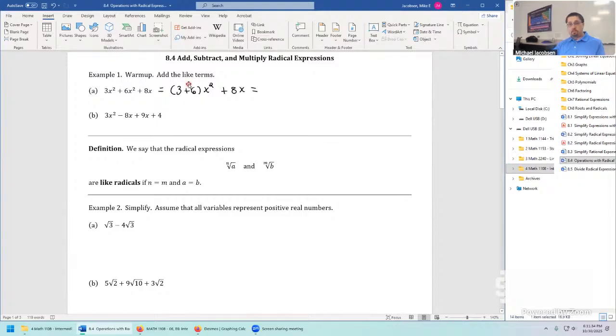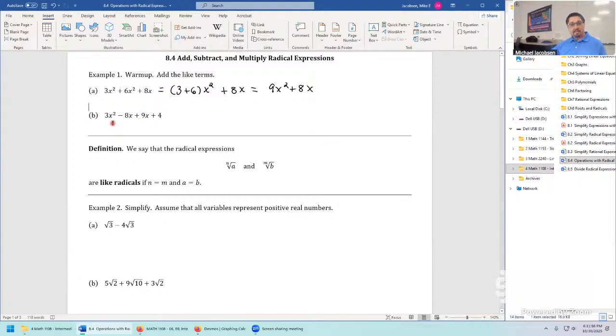Then we can just add up the coefficients. 3 plus 6 will give us 9x squared plus 8x. Again, we usually just skip from over here. 3x squared plus 6 more x squared gives us 9x squared total. But this is the rationale of how it really works. It's just factoring out the greatest common factor.